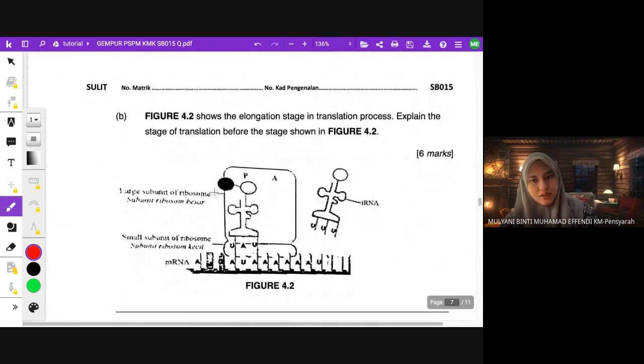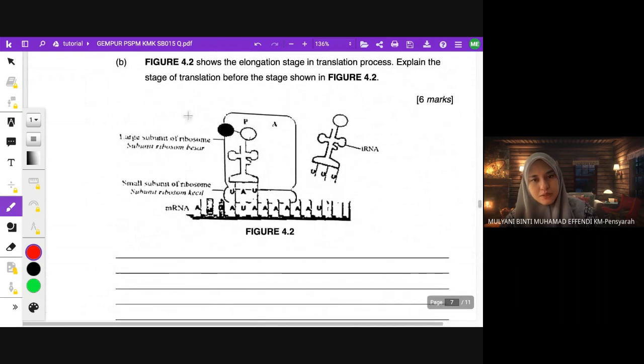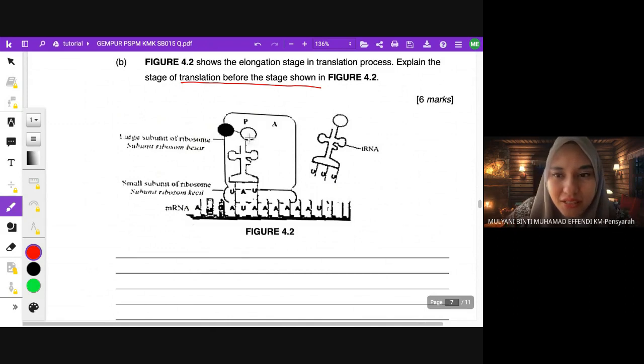So next, we explain the translation. So gambaran ni di sini. So explain the stages in translation before the stage shown in ni. So yang ini adalah codon recognition lah. Maksudnya ataupun elongation. Codon recognition tu bawah elongation. Okay, so kamu kena cerita pasal initiation lah. So ini adalah elongation. Proses dalam gambar ini adalah elongation. So awak kena cerita sebelum elongation iaitu initiation.